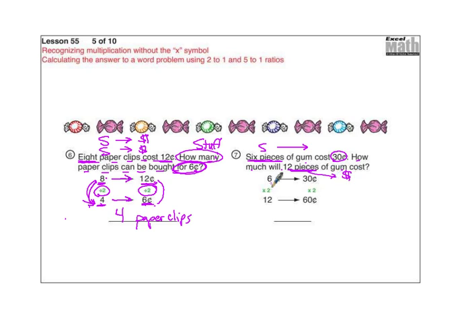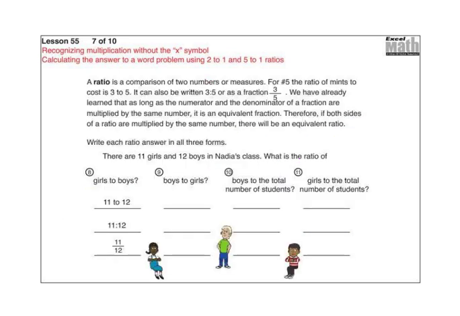So they set this up with 6 pieces of gum for 30 cents, and then 12 pieces of gum, we don't know this number. To go from 6 to 12, we multiply by 2. To go from 30 to whatever the price is, I'm also going to multiply by 2, because if I'm getting twice the stuff, I should be paying twice the money. And so 30 times 2 is equal to 60, and we put down 60 cents here as our answer. All right, hopefully you got that.